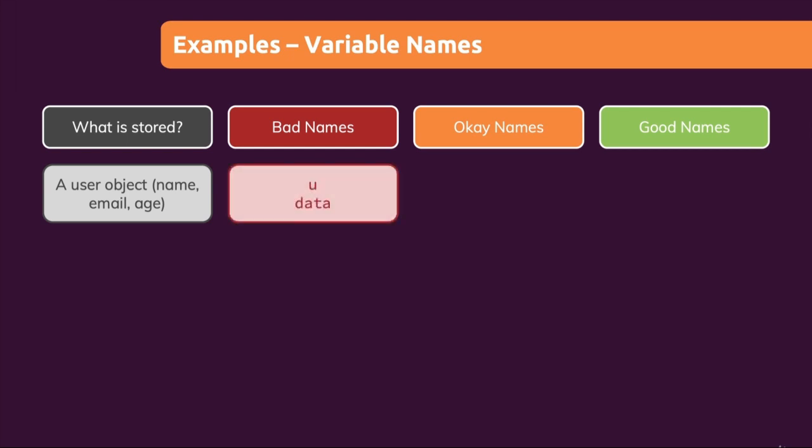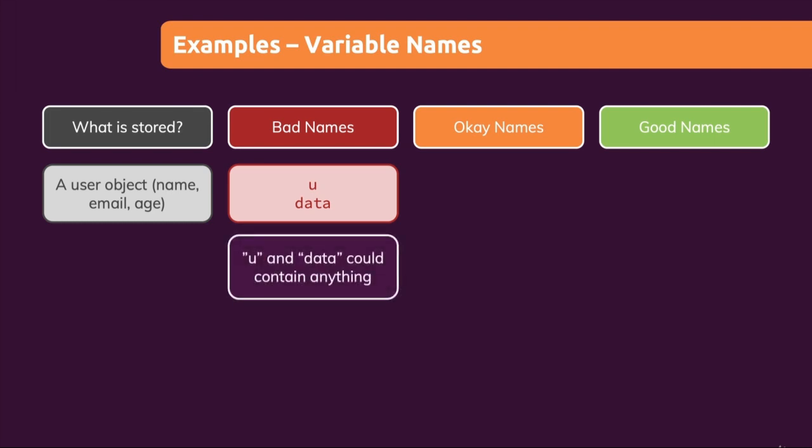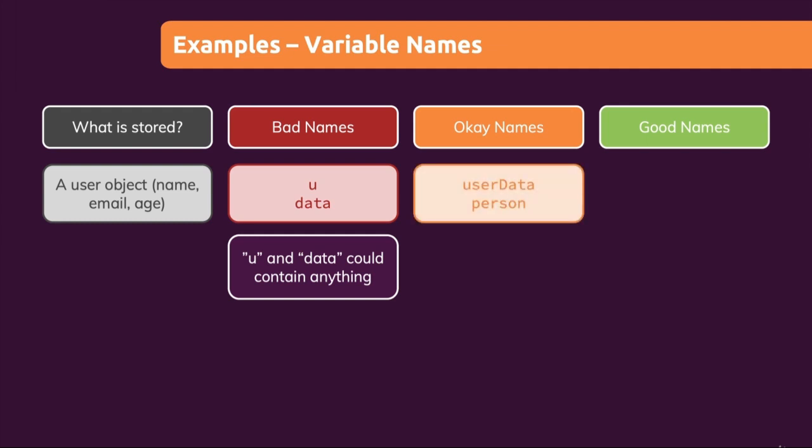U is simply very short and unspecific, and data is also not very specific. These variables could contain anything. It's not clear that they hold some user object. Names which are okay could be user data instead of just data, or person.